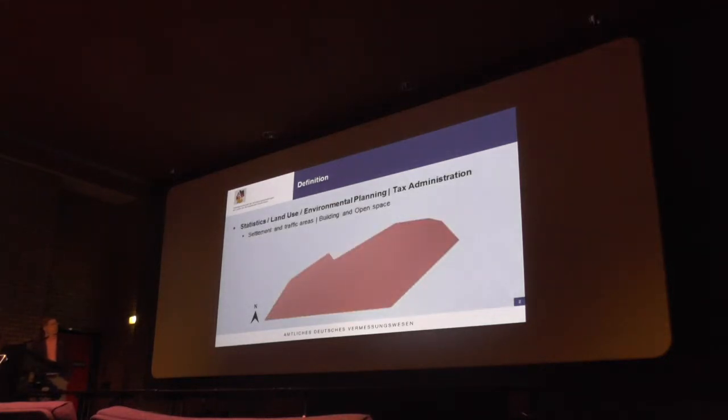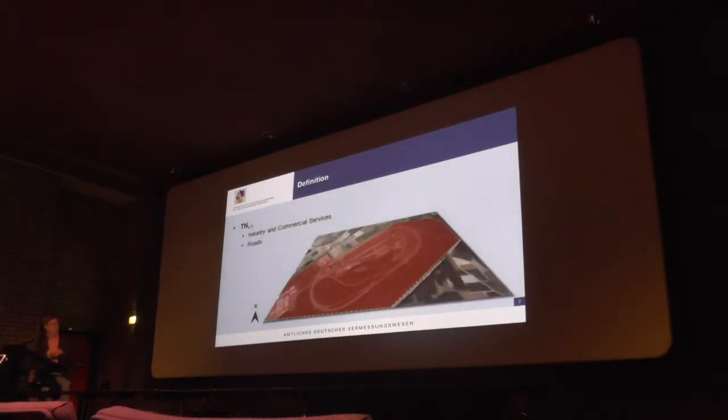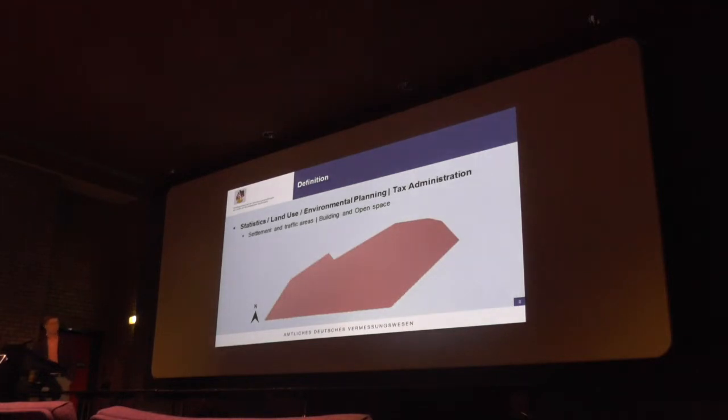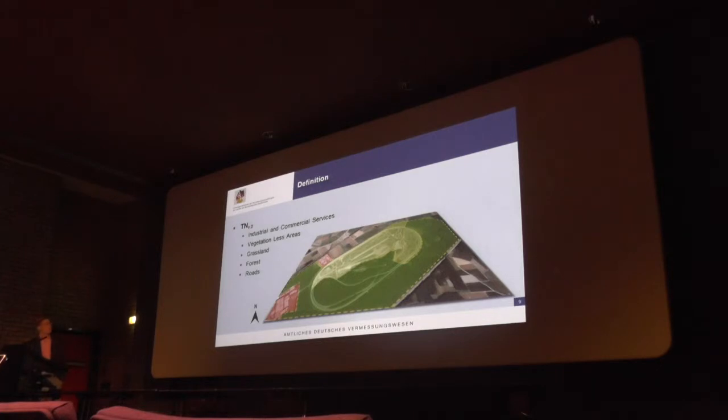And the problem is the information is used for the tax administration, for environmental planning and for statistics. And the information from settlement and traffic, which is the same, does not reflect what is behind it, because there is a lot of forest. So it's more or less wrong information. So the second possibility is this one.